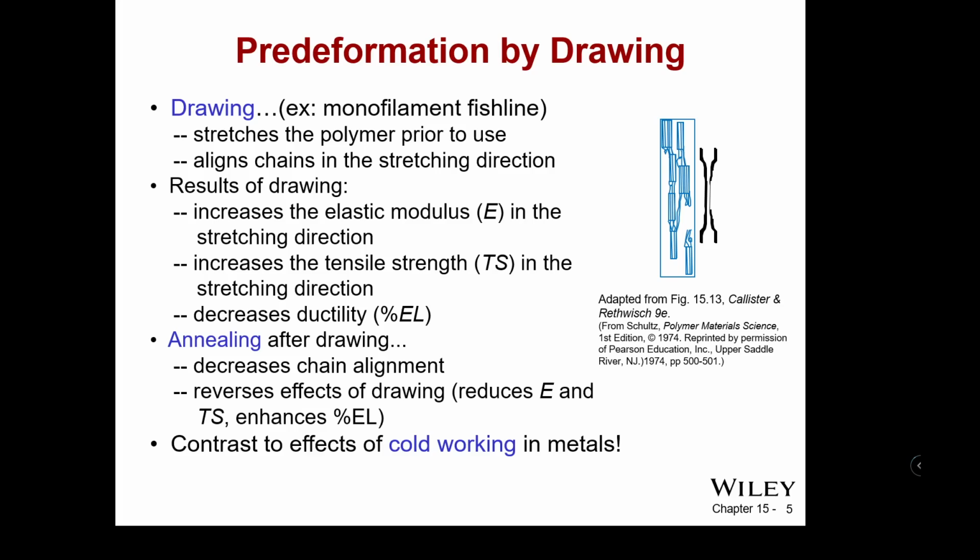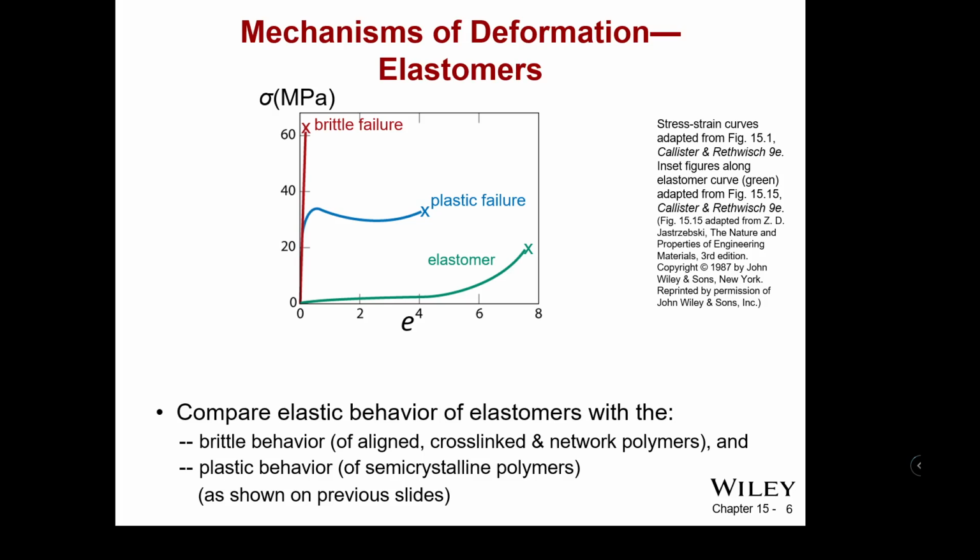So the annealing can help to bring back some of the chaos and undo some of the chain alignment in the polymers. But they can also be annealed to reverse those effects, just like metals can be annealed to reverse the effects of cold working. So that should make some sense.